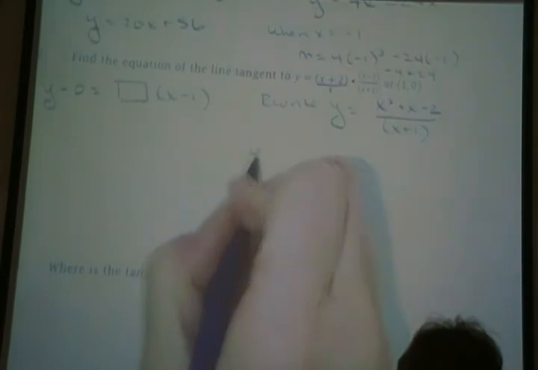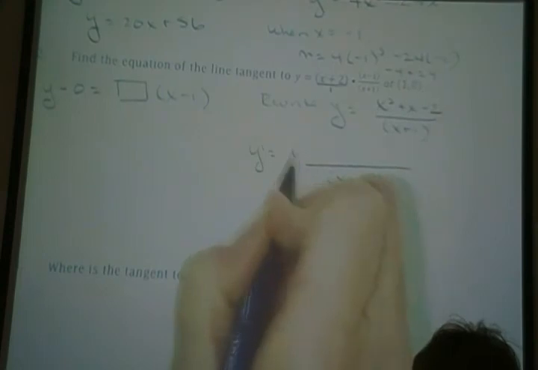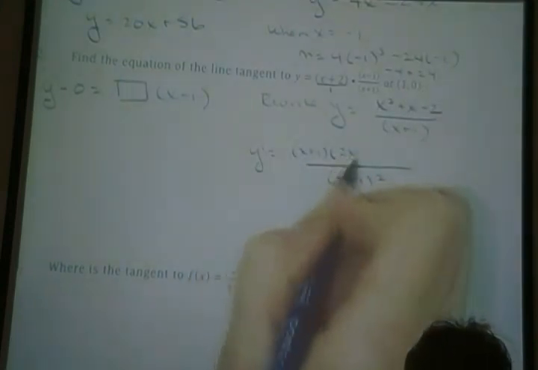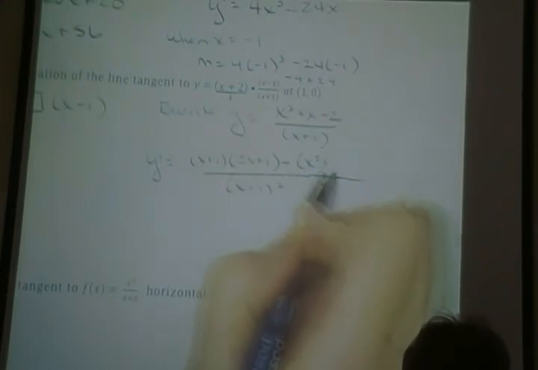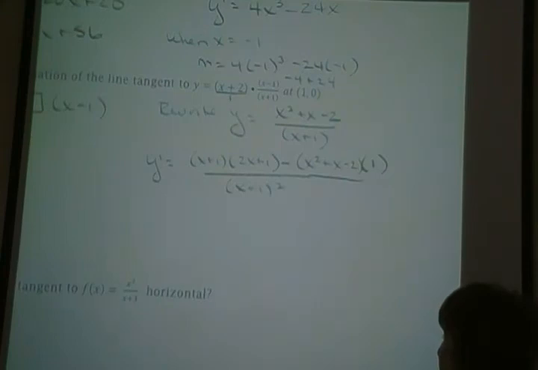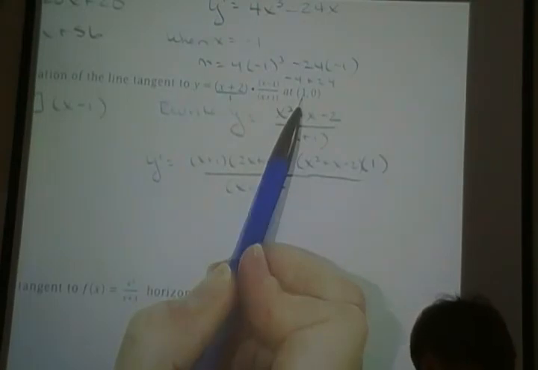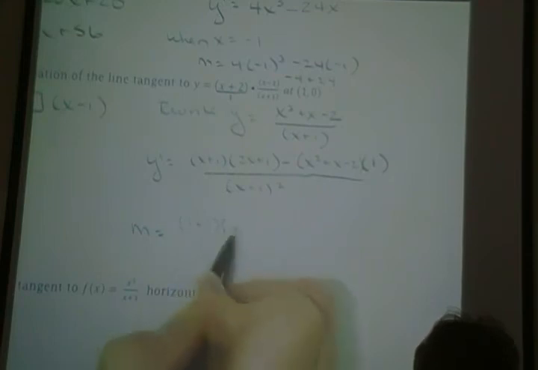So my derivative is: square the denominator, start with the denominator, derivative of the numerator is 2x plus 1, minus the numerator times the derivative of the denominator, which is just 1. And I can take some time and simplify this out, but realistically, I only want the slope at one particular point, so I'm going to just go right ahead and plug that x value in and save myself some time.